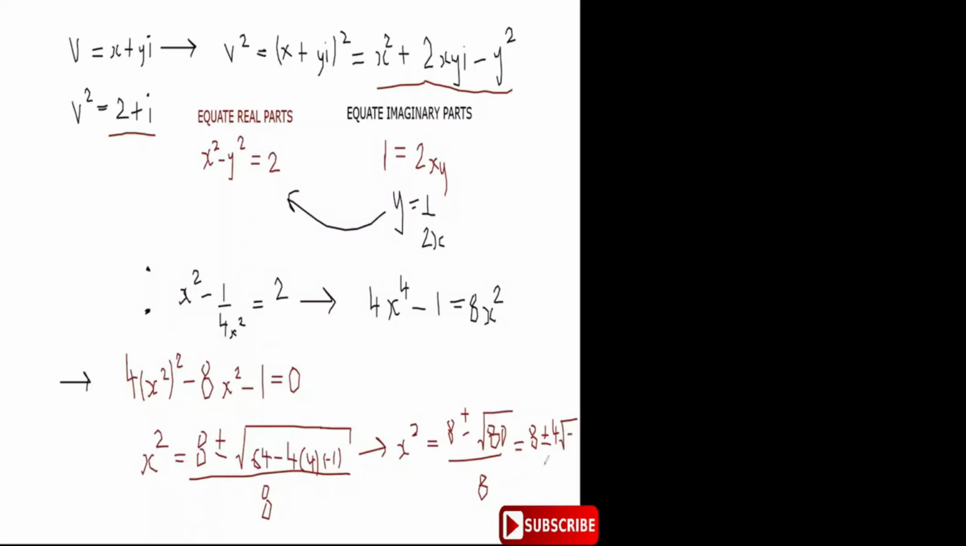That's 4 root 5 over 8. That is x squared. All right.